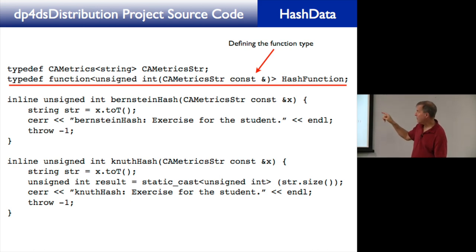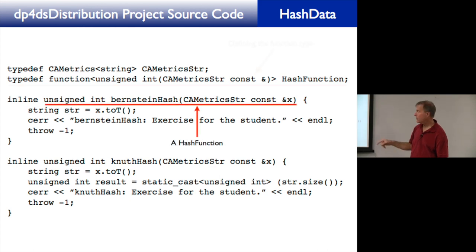Oh, and by the way, what does the parameter have to be? It has to be a what? A CAMetric string, okay, and called by what? Constant reference. So here, our Bernstein hash is a hash function because it returns an unsigned int and it has a CAMetric string which is called by constant reference. And what's the name of the parameter? X. And so this X is going to be CAMetrics.